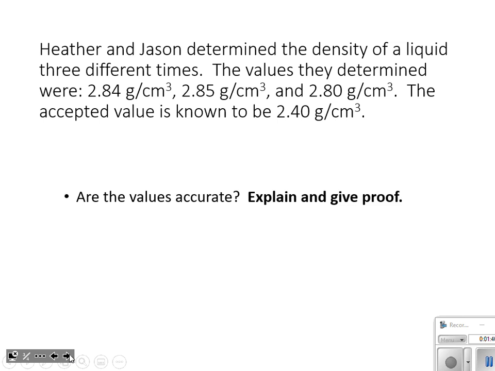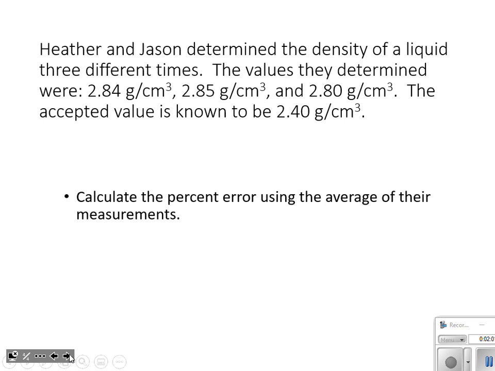Now, the second question says, are these values accurate? I put this on there on purpose because the third question deals with what? Percent error. And what do we need to determine if something's accurate? Percent error, right? So I've got to calculate my percent error for this. When I did so, what did I say that my average was? 2.83.